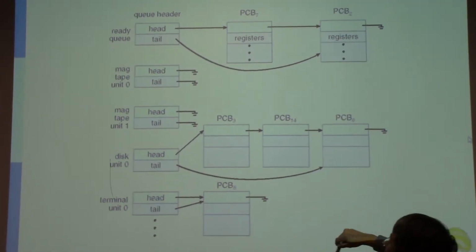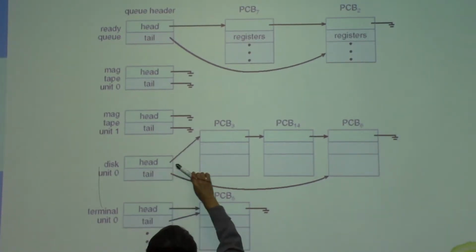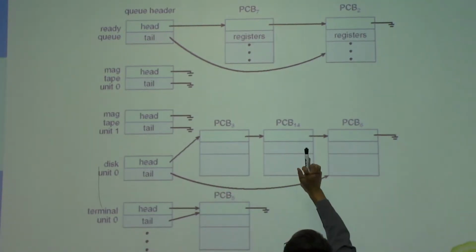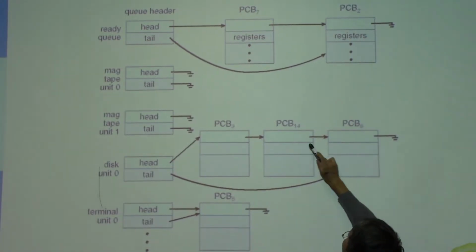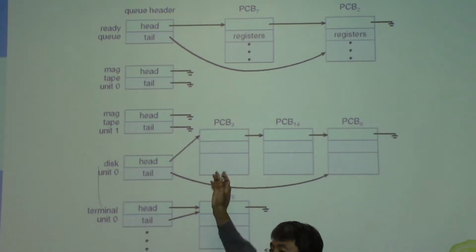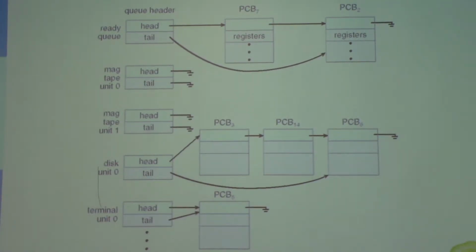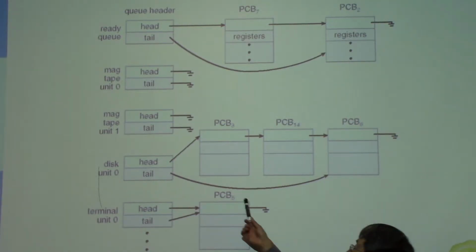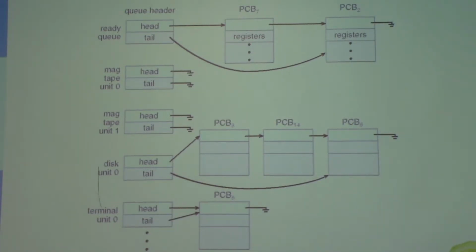And this is, for example, the disk device queue. Currently PCB3, and the next one is PCB14 and PCB6. So this is process 6, process 14, process 3. They are accessing that device. And for example, the terminal: the process in charge of such a terminal is probably a shell program.